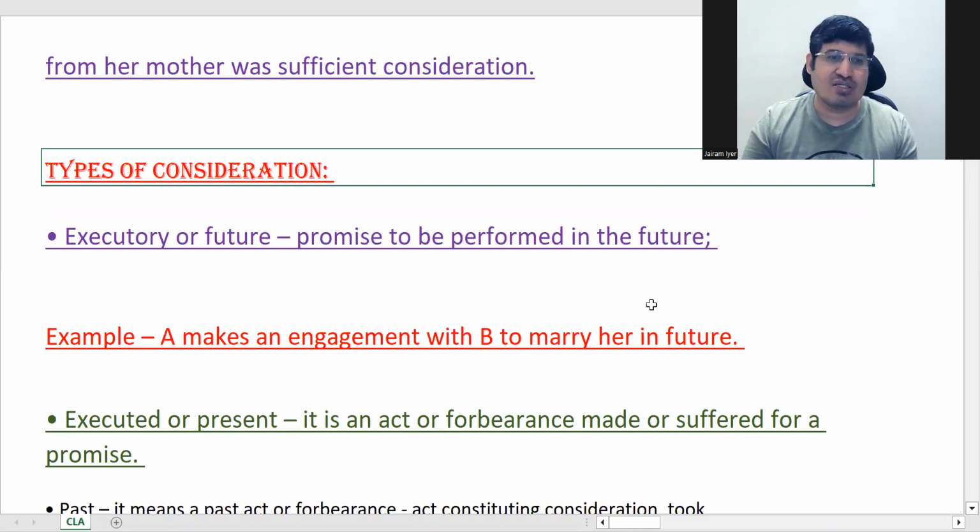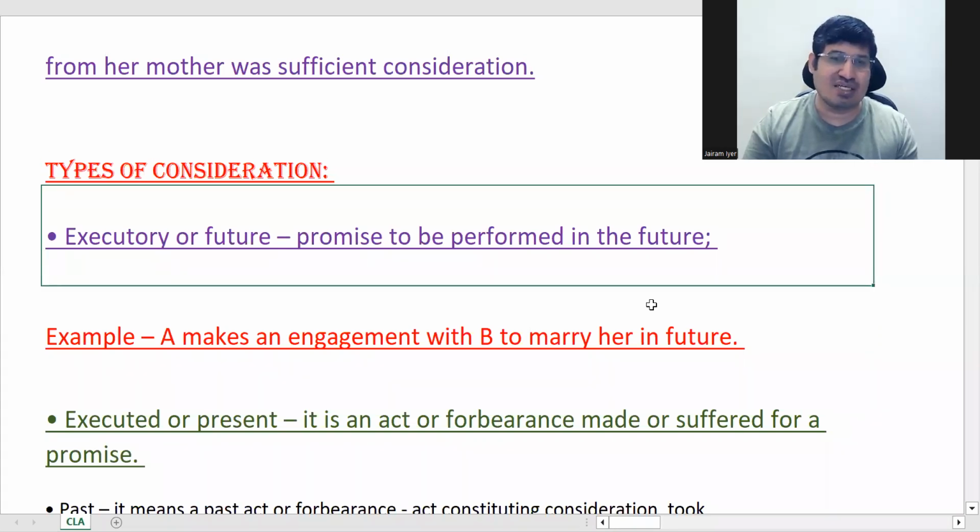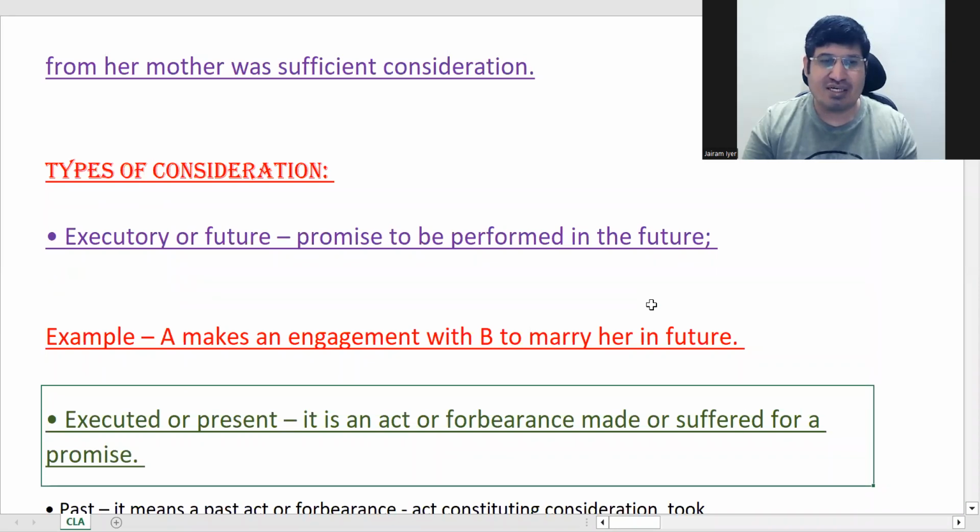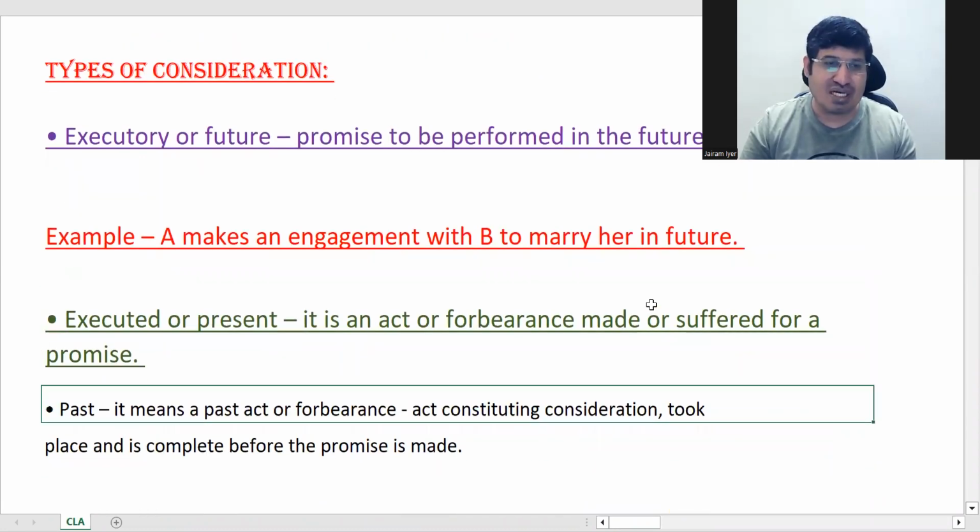So basically, executory or future means a promise to be performed in future. This is called executory consideration. Present means it is given just now. In the present, you have given it. It's called executed. I have given it. Past is you have already given it.